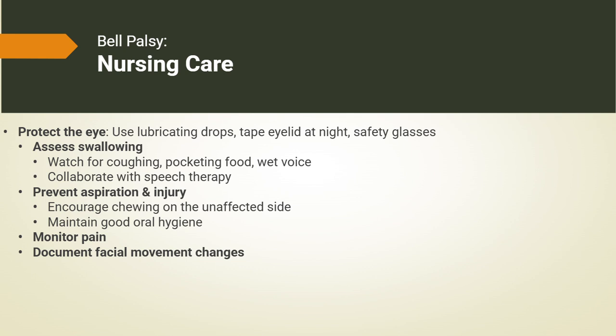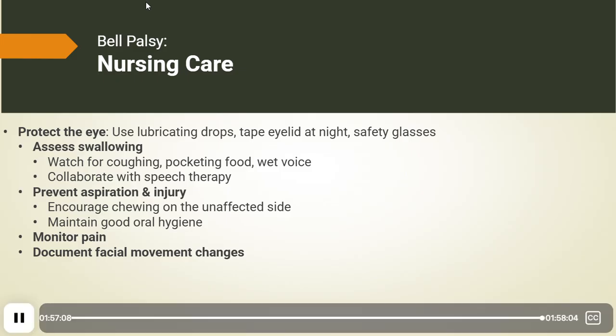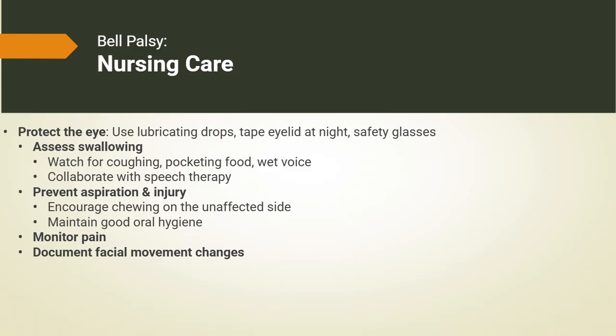Document your findings thoroughly. Because Bell palsy affects cranial nerve 7, patients are also at risk for complications, especially aspiration if facial weakness affects their ability to chew or swallow. Nurses should monitor for warning signs like a wet, gurgling voice after meals, coughing or choking during eating, pocketing food in the cheek, delayed swallowing, or drooling.